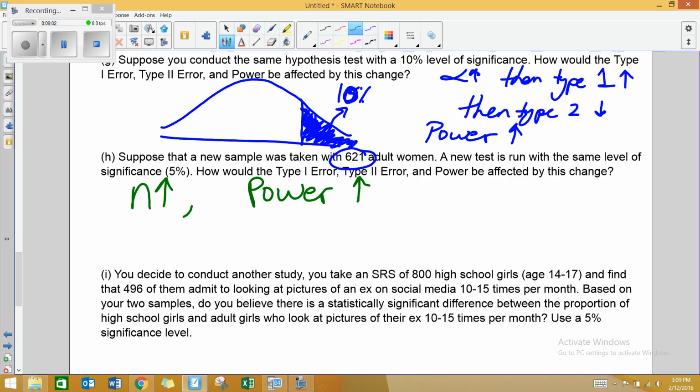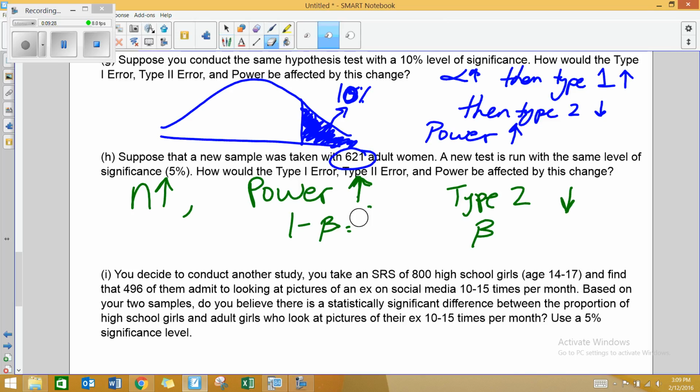Power is a good thing. We want to reject the null when the null should be rejected. When we think of power as 1 minus beta, and of type 2 as beta, when power is getting bigger and bigger, then this beta must be getting smaller.